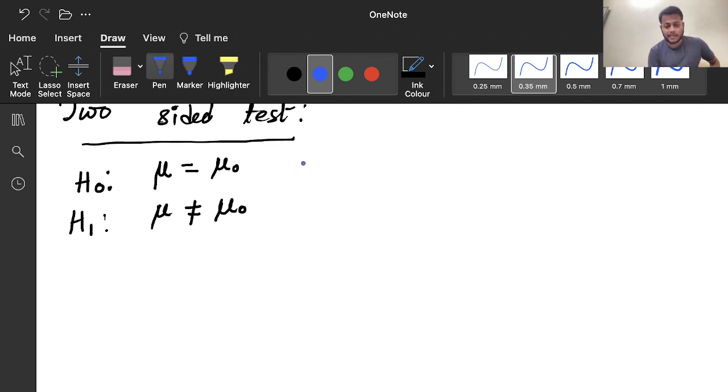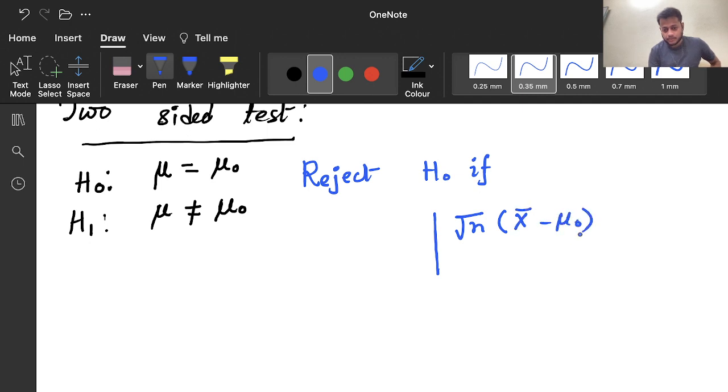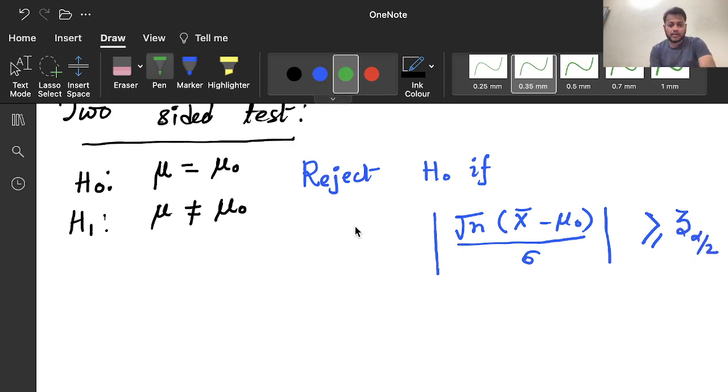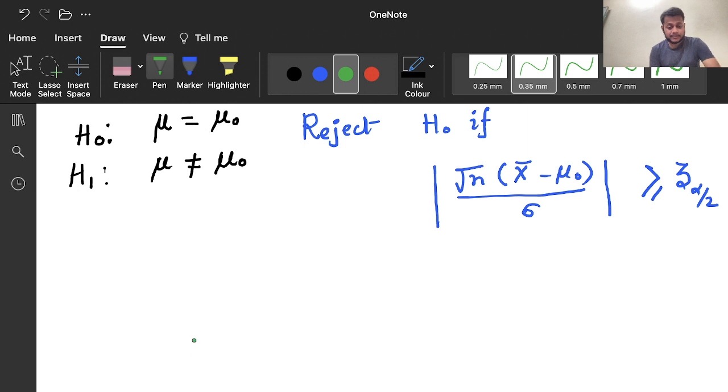So I will say my test is: we reject H0 if the modulus of root n times (x bar minus mu 0) by sigma is greater than or equal to z alpha by 2. So let's see why it makes sense.